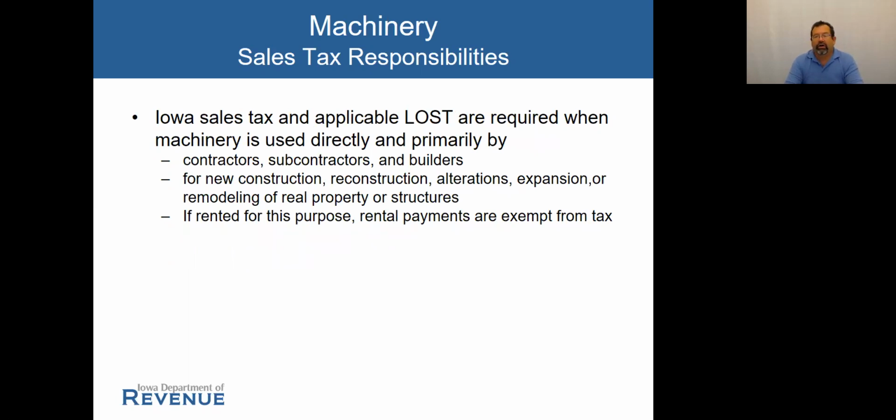For all other machinery, Iowa sales tax and, if applicable, local option sales tax are required when the machinery is used directly and primarily by contractors, subcontractors, and builders. This is for new construction, reconstruction, alteration, expansion, or remodeling of real property or structures. If rented for this purpose, however, the rental payments are exempt from tax.